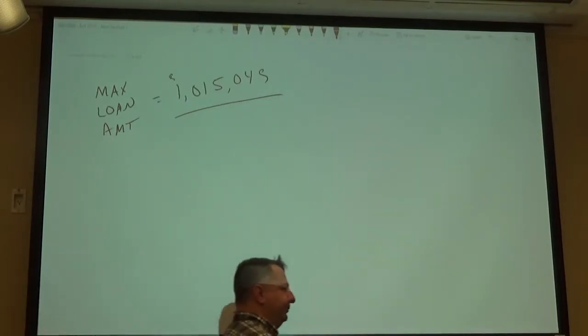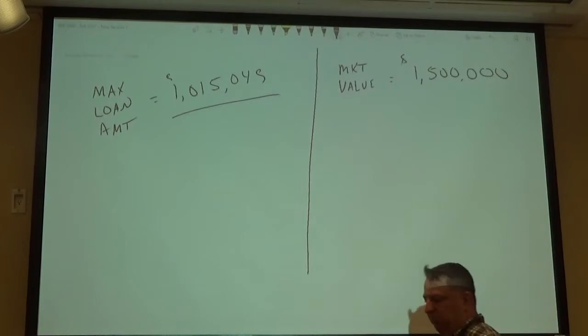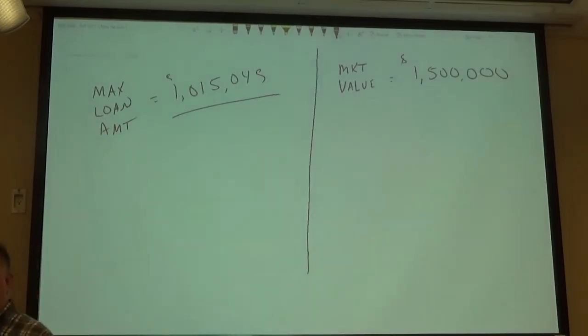So what if we did a market valuation of the property and an appraiser comes back and says market value is equal to $1,500,000. Okay? Is that a good thing, bad thing? What do you think? Good thing. Okay, it's a good thing, all right? It's worth more than what the maximum loan amount is, so that's a good thing.